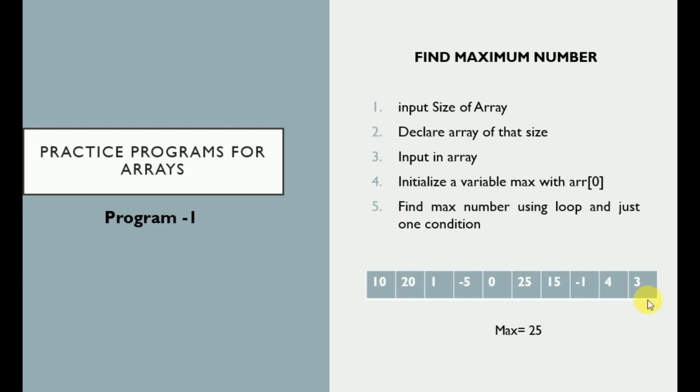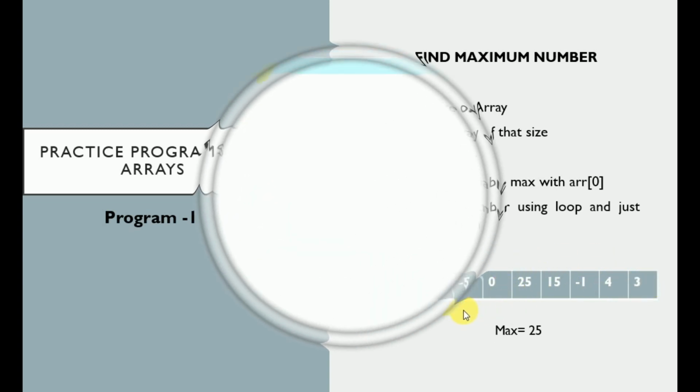For example, here is the array. Among these 10 elements, the maximum number is 25. So let's start coding.